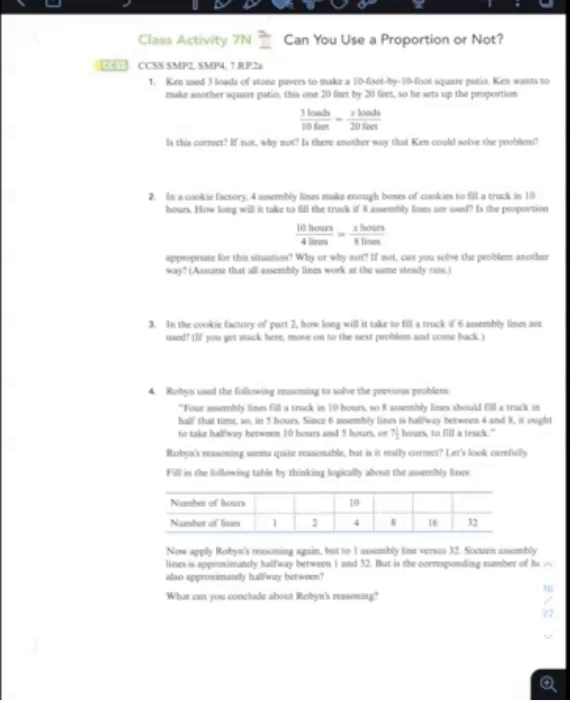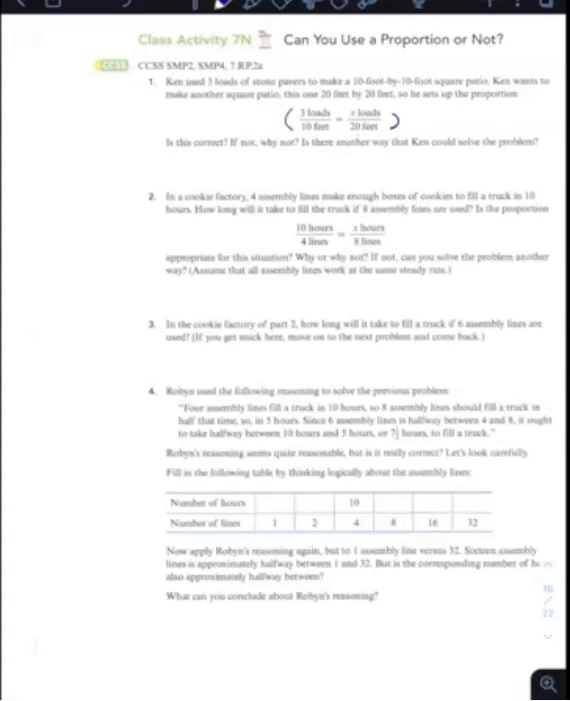So let's see. Ken used 3 loads of stone pavers to make a 10 by 10 foot square patio. Ken wants to make a square patio, this one 20 by 20. So he sets up the proportion. So he is saying that if 3 loads are going to pave 10 feet, then if you're going to take twice as many feet, you should really have twice as many loads, right? So then the X loads should be required for 20 feet.